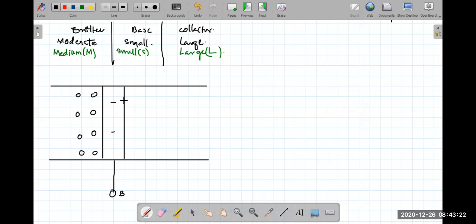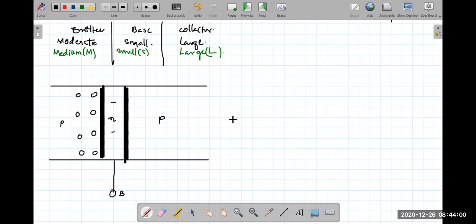Now, in the given case, the base doesn't do anything. It's just a region. So here you have a junction, and here also we have a junction. Here there is a junction. Here there is a junction. Let's say we are talking about the PNP region. This is P, this is N, this is P. PNP region.